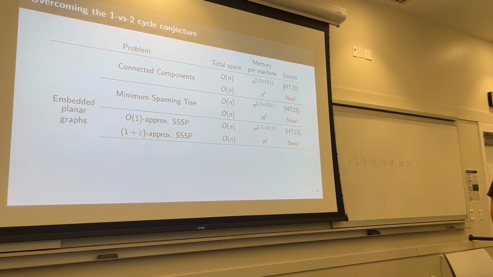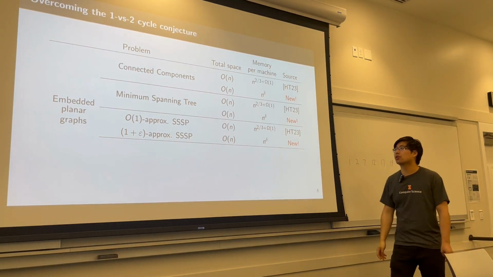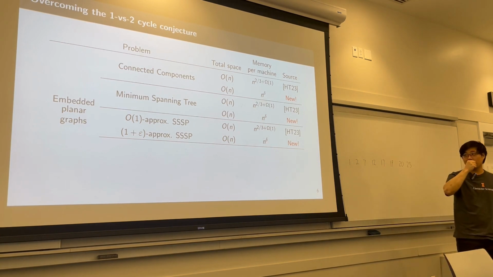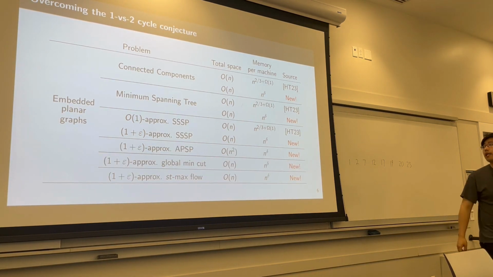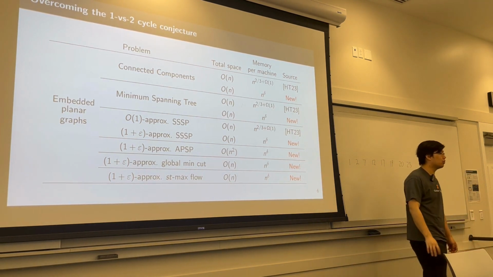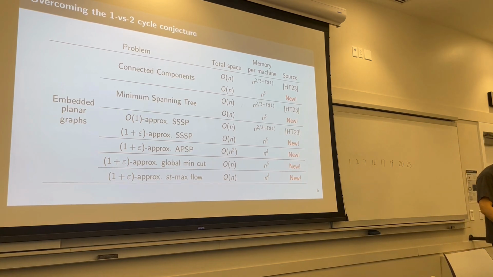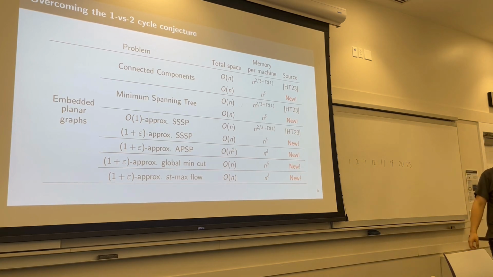We also have a slight refinement of their single source shortest paths, improving their constant approximation to a 1 plus epsilon approximation. And we also show that we can do cut and flow based problems, because in planar graphs, it amounts to doing something in the dual, and we can do something in the dual, and I'll get a little bit into the specifics of what we're doing there.